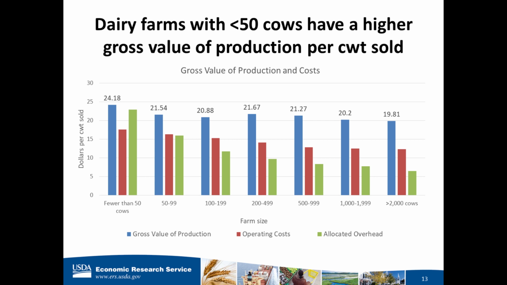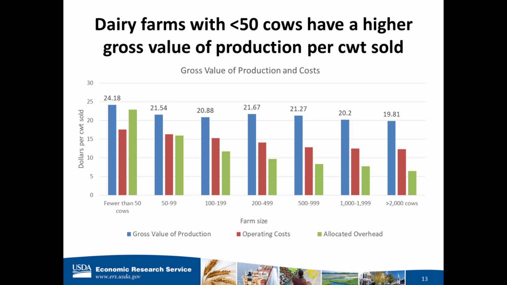The example I have for you today is dairy farms. An interesting notion that we often think about with dairy farms is economies of scale. So here I have a chart showing gross value of production and cost, demonstrated by farm size. If you look at the horizontal axis, you see different classifications for farms. The first one is farms that have fewer than 50 cows, followed by farms that have 50 to 99 cows, 100 to 199 cows, all the way up to more than 2,000 cows.